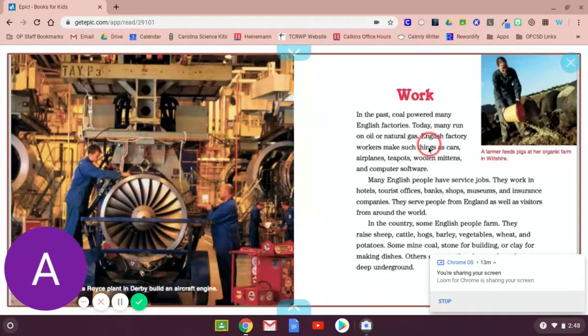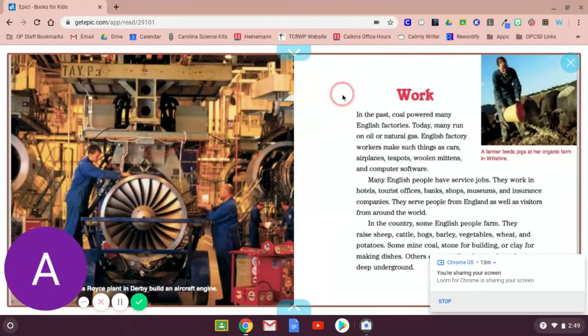I'm going to go to this image. It looks like it's related to what I read about. This looks like farming. And let's read that label. A farmer feeds pigs at her organic farm in Wiltshire. So this image helped us put a picture to what all of these facts were about. And here are some factory workers at a plant building an aircraft engine. Okay, so here are those factory workers. Here's a farmer. Other jobs that this section talked about were also service jobs.